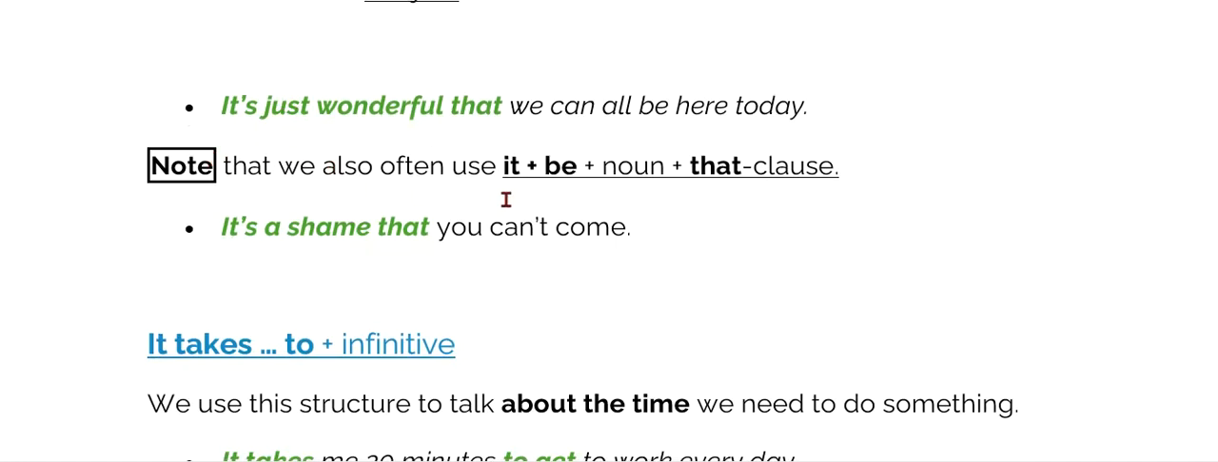Note that we also often use it plus be plus noun plus that clause. For example, it's a shame that you can't come, huh? We don't say that you can't come is a shame, okay? Do not start your sentences with a that clause. It is considered a long clause. Use that at the end of the sentence. Instead, start with the dummy subject, it.